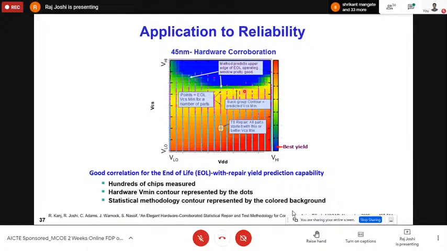So what does it say? That the predictions are excellent and also corroborated with the hardware. And this is the power of that technique.